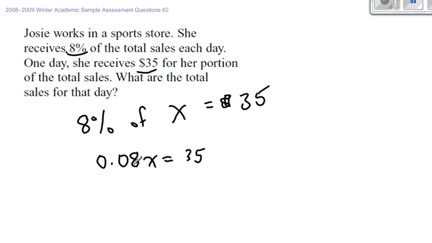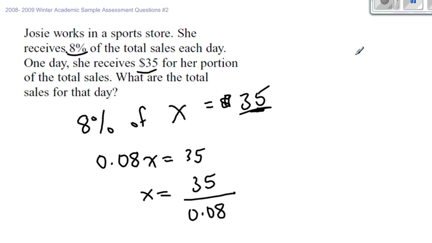So this is 8% multiplied by the total sales. I don't know what they are. I'm calling them X equals 35. And this is why when you calculate commission, you do division instead of multiplication. Because someone already did the multiplication. That's how they got this answer. And your job is to undo the multiplication and figure out what the original amount was. So instead of multiplying by the percent, this is when you divide. Dividing gets rid of a math that has already occurred.